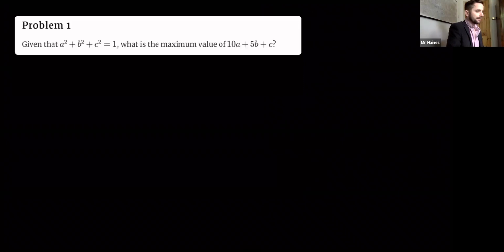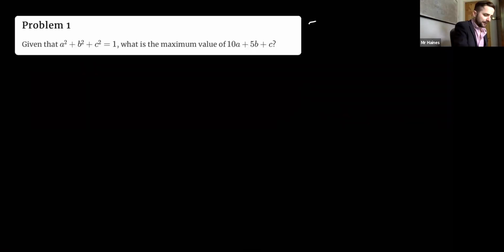So let's go and have a look at something like problem 1. We're told that a squared plus b squared plus c squared is 1. And we're asked to find the maximum possible value of 10a plus 5b plus c. And without Cauchy-Schwarz, that looks really hard. You actually wonder how are these things even connected to each other? How on earth am I going to use any mathematics I know to find the maximum value of this? And what it comes down to, and what's very common in Cauchy-Schwarz problems, is deciding what should be your lists of numbers.